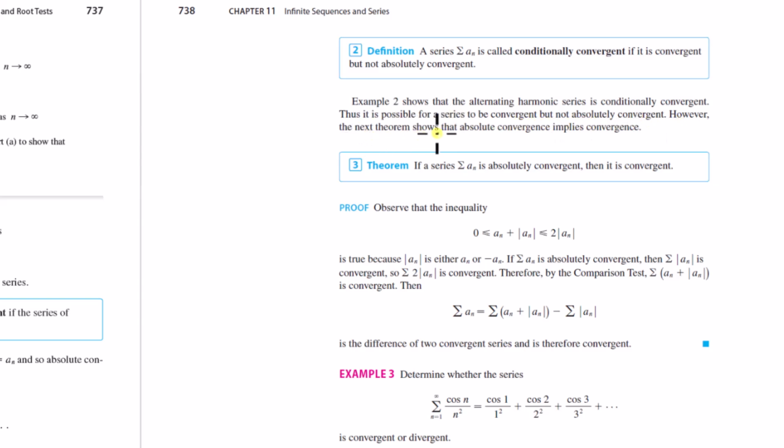However, in the next theorem, you might be wondering, this might be kind of a head scratcher to you, how this is possible. How could something be conditionally convergent? We're going to talk about that at the end of this section, but especially it's a head scratcher when you consider this next theorem that says if a series is absolutely convergent, then the series itself is convergent.